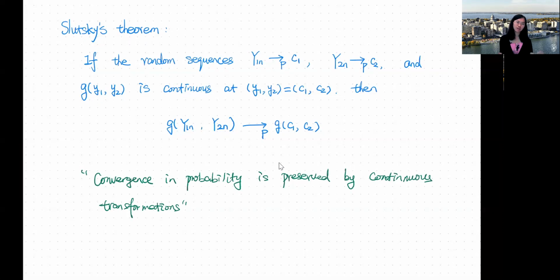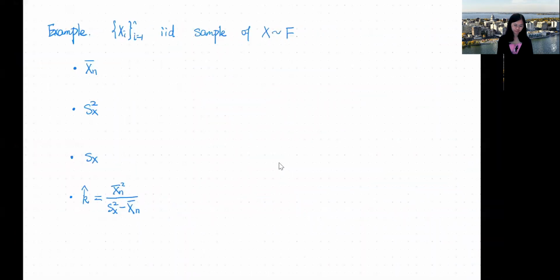This is different from unbiasedness, right? Unbiasedness is not preserved by just continuous transformation. Unbiasedness is only preserved by linear transformation. Convergence in probability is much more robust. And that means we can apply this concept to many more estimators.